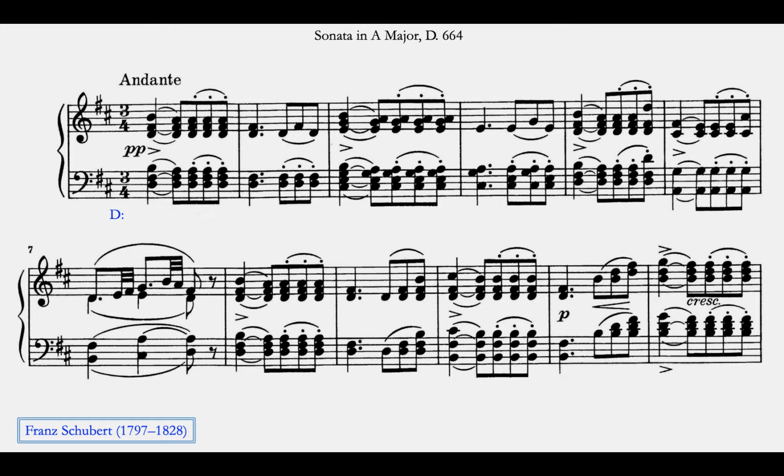This is from his Little Piano Sonata in A major, and this is the slow movement in the key of D major. Let's listen to the passage, and here's a question I'd like you to think about. How many chords do we have in measure 1 of this piece? Is the first chord a B minor chord, or is the first chord a D major chord?